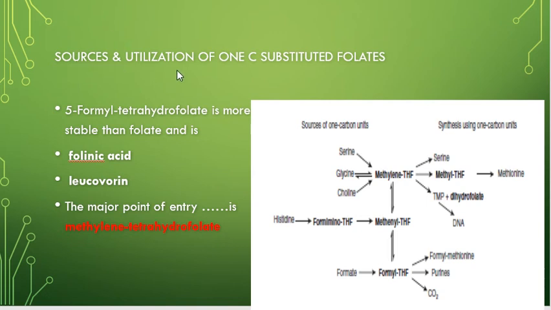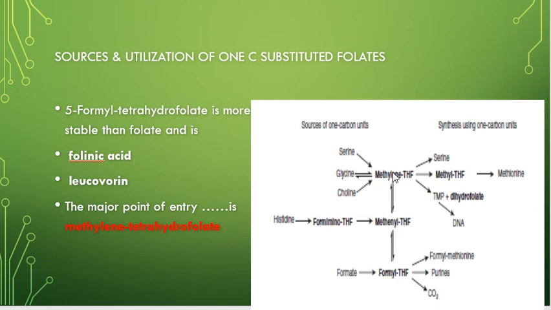5-formyl tetrahydrofolate is more stable than the folate and is therefore used pharmaceutically, known as folinic acid, and its synthetic racemic compound is leucovorin. Folinic acid is used as a medicine to reduce the toxic effect of the drug methotrexate.